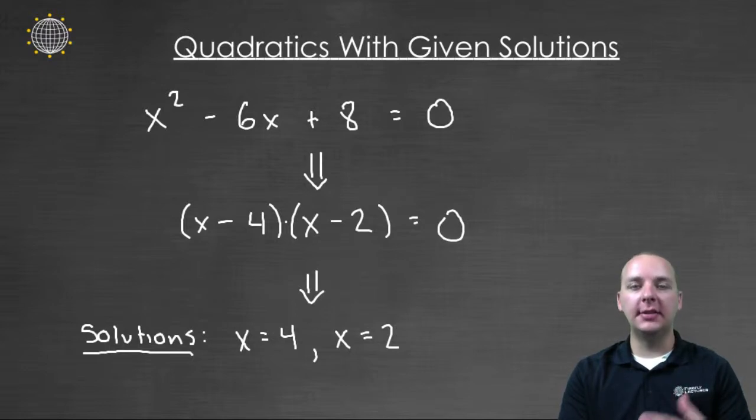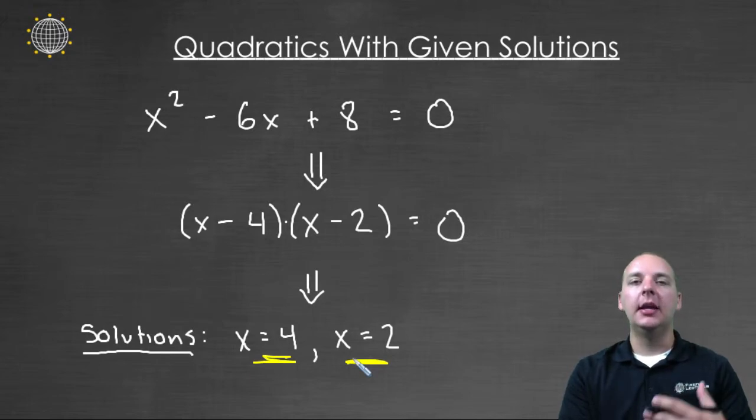A typical exercise dealing with quadratic equations usually goes something like this. They will give you a quadratic equation, you'll set it equal to 0, and to solve it you'll factor the quadratic and then use these individual factors to get your solutions. Like in this example, our solutions are 4 and 2.